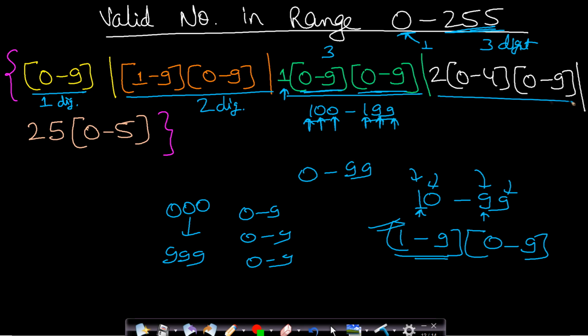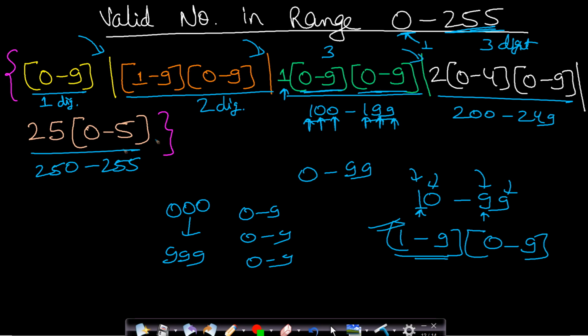Now similarly, I will form a 3-digit number in the range of 200 to 249. And after that, I will include digits in the range of 250 to 255. Now if I use the OR operator between all these expressions, then I will be able to connect them all, and I can include a number in the range of 0 to 255. Because the first digit will take care of 1-digit numbers, this second digit will take care of 10 to 99, this third digit will take care of 100 to 199, and similarly this will take care of 200 to 249, and this is 250 to 255.